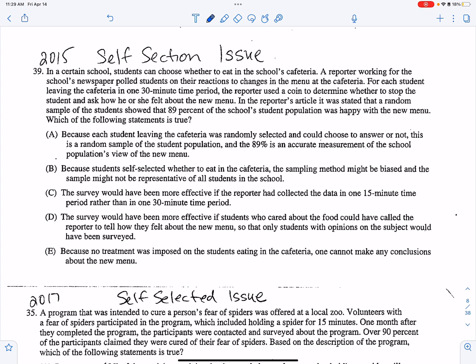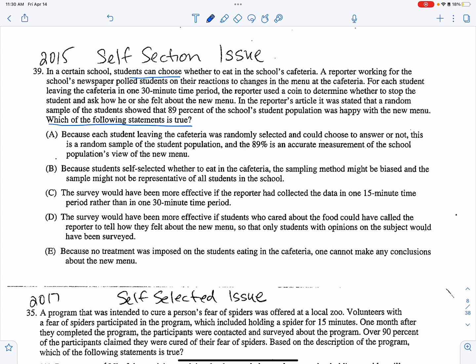Let's read it. In a certain school, students can choose, there you go, whether to eat in the school cafeteria or not. A reporter working on the newspaper polled the students to see the reaction to the changes in the menu of the cafeteria. For each student leaving every 30 minutes, it keeps going. Anyway, then it says, which of the following is true? So it says, because each student leaving was randomly selected and could choose to answer or not, this is a random sample of the student population, an 89% accurate measurement. Okay, so there's a bunch of problems in this.